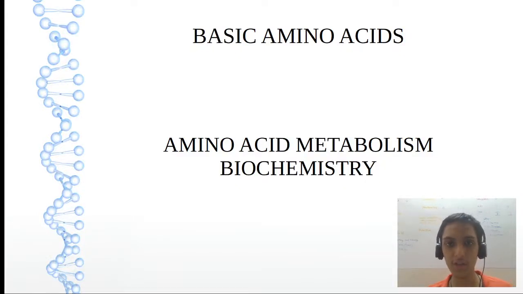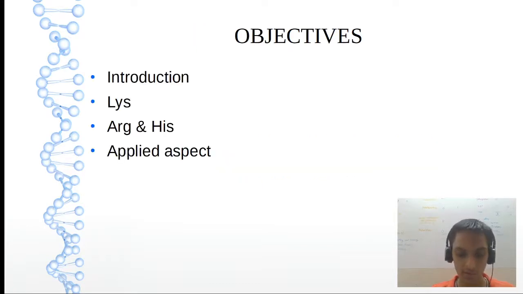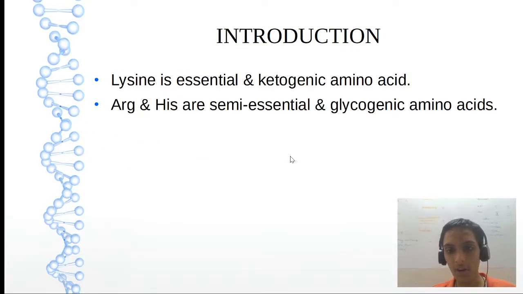Hello friends, in this video we'll talk about basic amino acids. So we will try to identify the introduction, the basic amino acids, that is lysine, arginine and histidine, and the applied aspect. As I already told you, what are the basic amino acids? Lysine, arginine and histidine, out of which lysine will be essential and ketogenic. Arginine and histidine will be semi-essential and glycogenic amino acids.